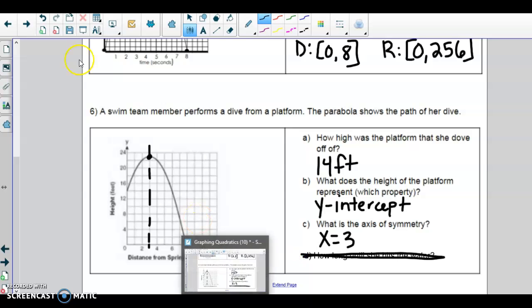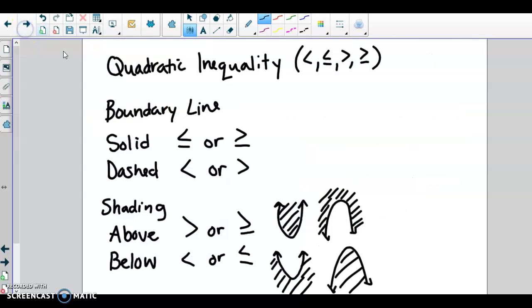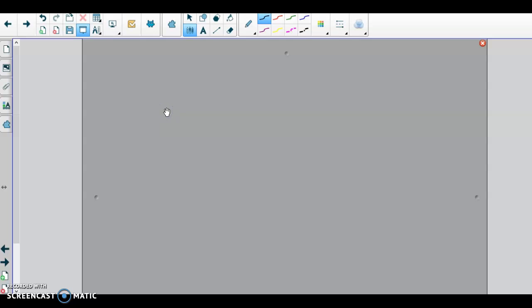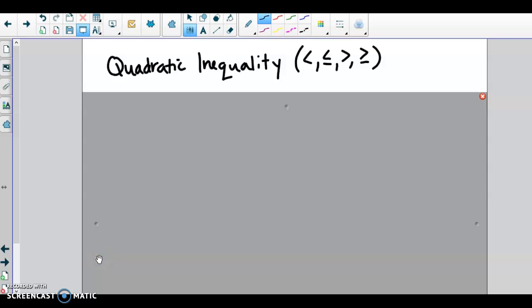So I just wanted to show you a couple applications of these graphs, what they look like. We'll be doing more applications in the next unit on solving quadratics. The main goal of this recording is to talk about quadratic inequality. With quadratic inequalities, it's going to look like graphing the same thing, but instead of equals, we're going to have inequality signs. So either less than or equal to, greater than or equal to.